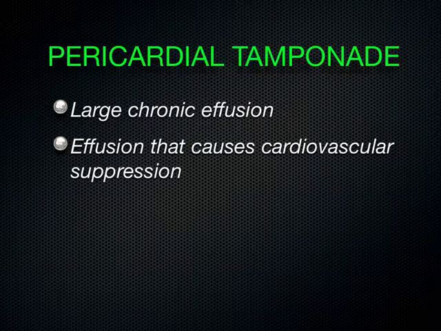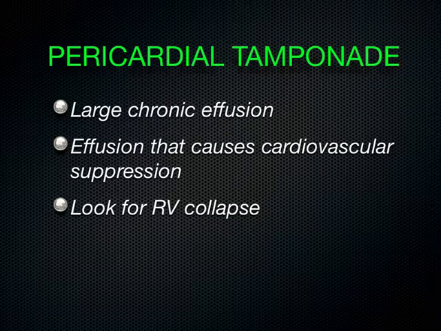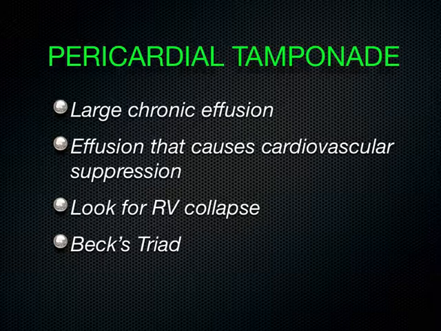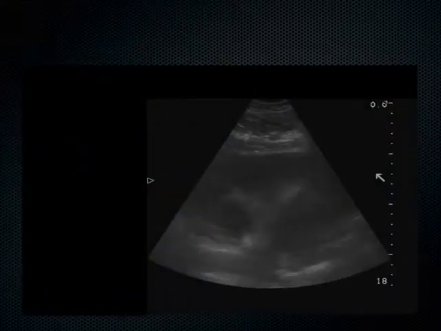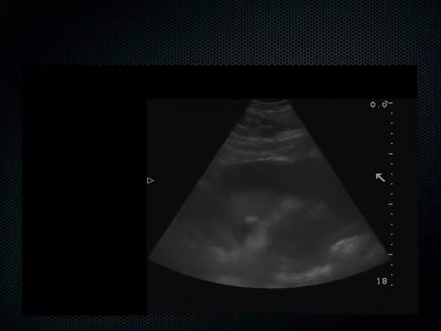So with tamponade, you can have a large chronic effusion. Again, you're looking for RV collapse. There's something called Beck's triad. Anybody remember what Beck's triad is? Hypotension, muffled heart tones, and JVD that's present less than 1/3 of the time in full-blown tamponade. And so the physical exam findings, again, you got to worry about not being that accurate, and you want to look with ultrasound to rule in or rule out a pericardial tamponade.